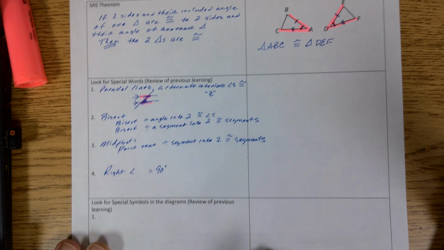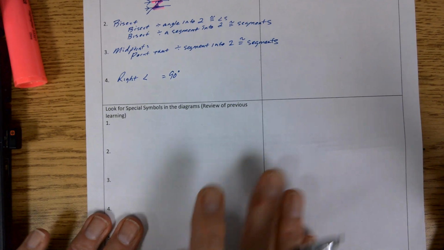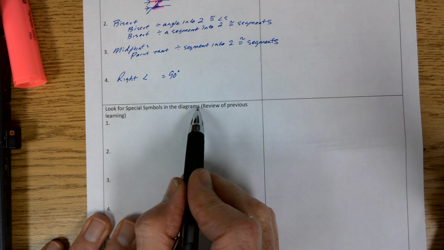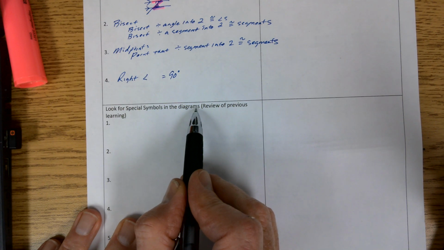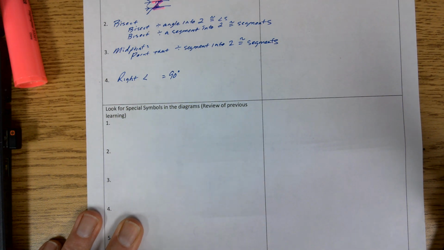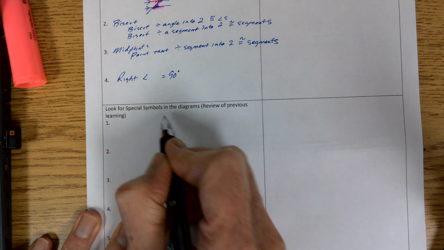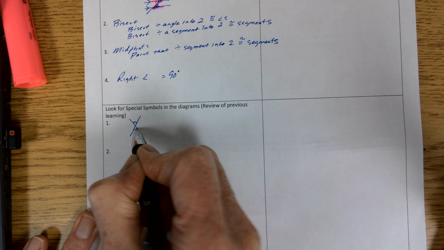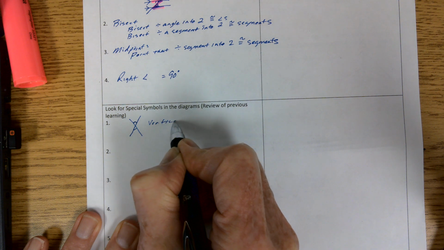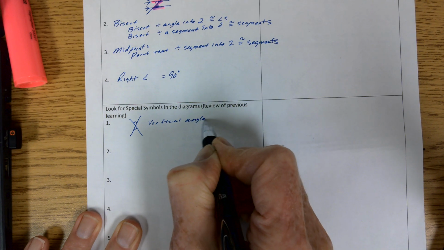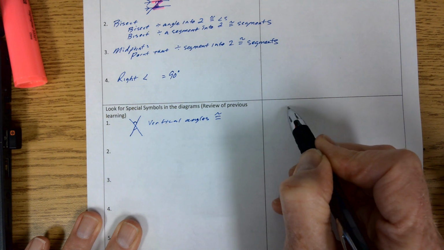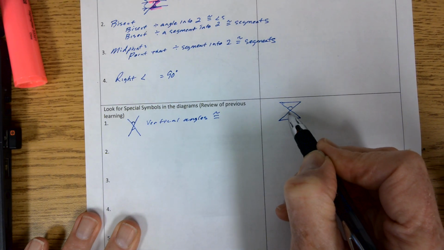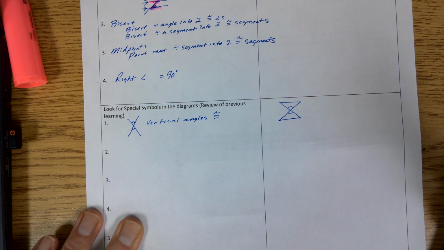I'll show you. Then special symbols. Instead of just being the words, it might be symbols that we look for in the pictures. It'll just be in the pictures, so we have to pay attention. We might see triangles with vertical angles. Remember, vertical angles are always congruent. So for instance, I have two triangles like this. Look for vertical angles. Those angles are going to be congruent.